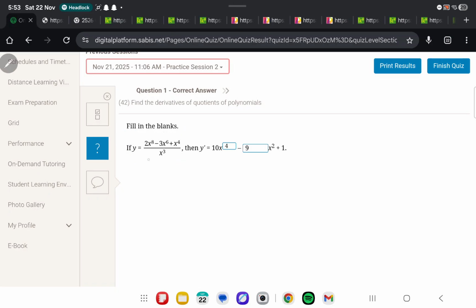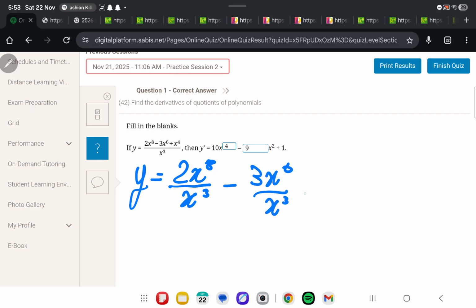Okay, so first of all, what I would do personally, you can do it in other ways, but what I would do is split up the fraction. So you'd get 2x to the power of 8 over x cubed minus 3x to the power of 6 over x cubed plus x to the power of 4 over x cubed. Okay, now this is actually much simpler. Why? Because these powers will cancel out, not fully cancel out, but you can simplify.